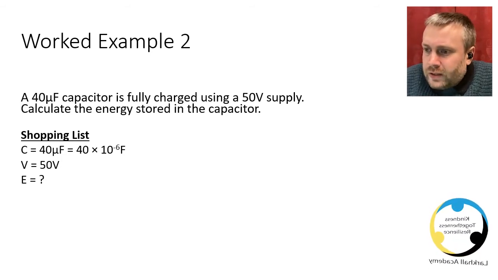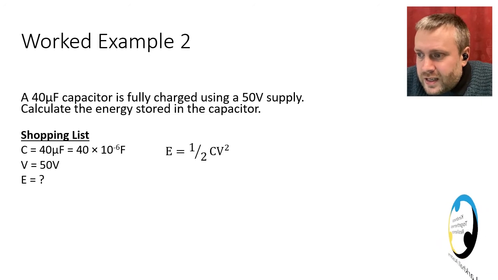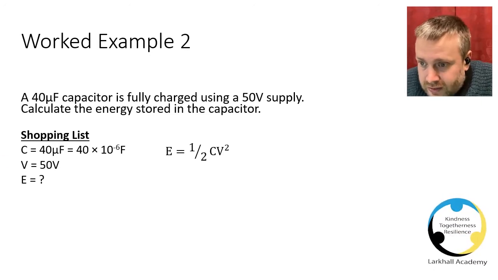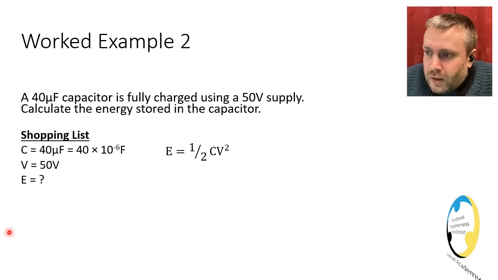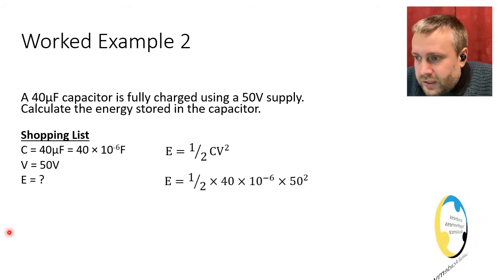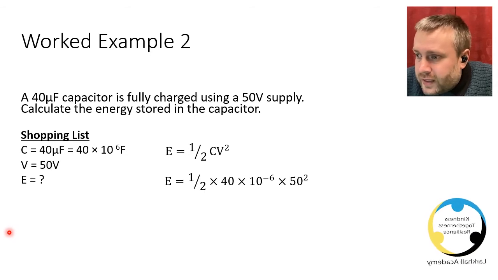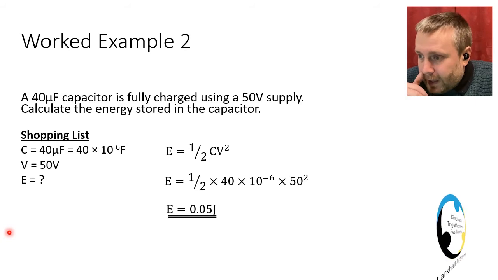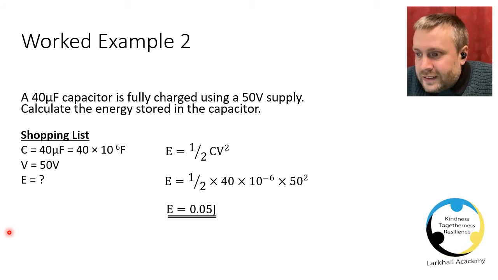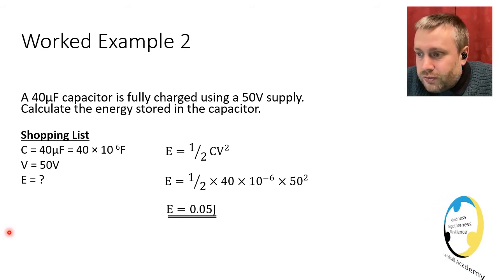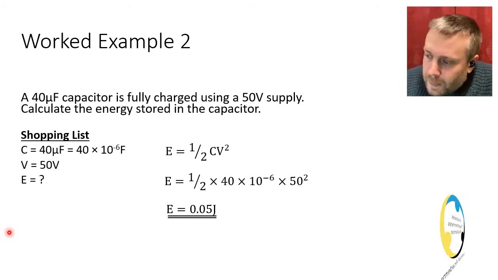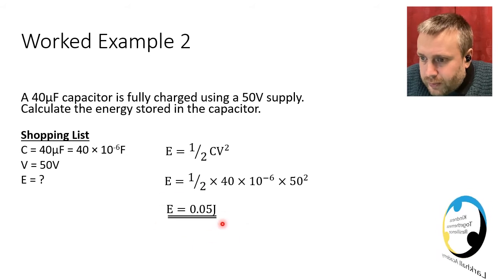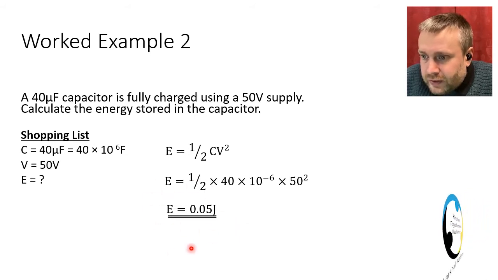So first thing we're going to do is write down the appropriate equation. That's E equals a half CV squared in this case, because we've got C and we've got V here. I'm going to plug in our numbers. So E is equal to half times 40 times 10 to the minus 6 times 50 squared. And then we can answer that. It comes out at E is equal to 0.05 joules. That was an exact number, I should say there, so we don't need to worry about rounding here. This is just giving us that as an exact number.